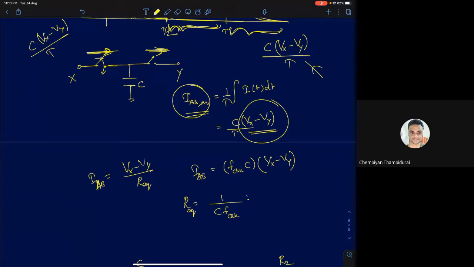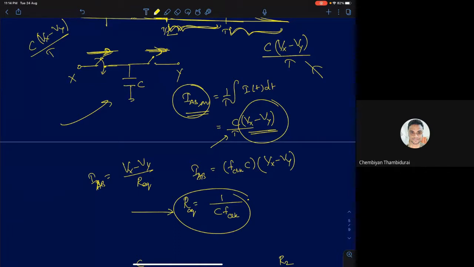And the value of the equivalent resistance is again 1 by (C by T), which is T by C, or 1 by (C times F clock). So we are able to emulate a floating resistance using a capacitor under switch arrangements.